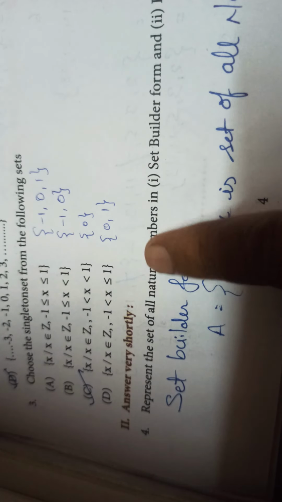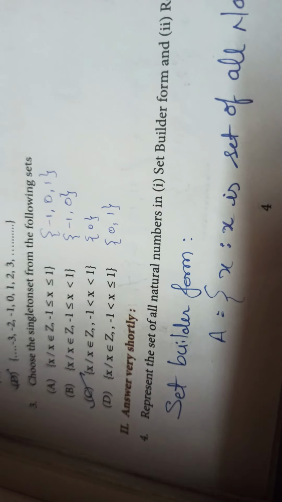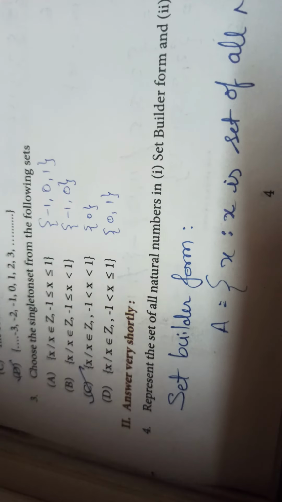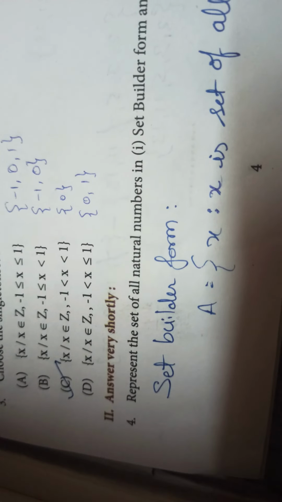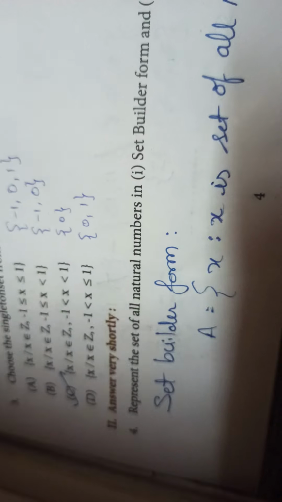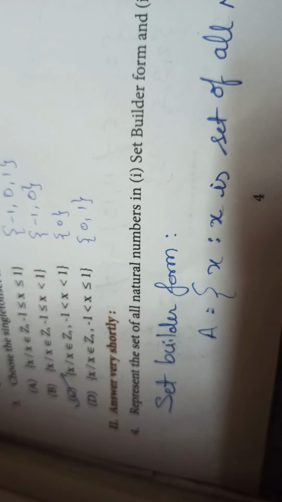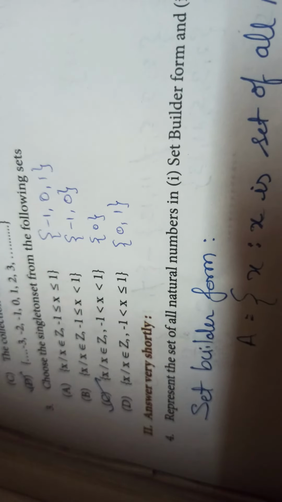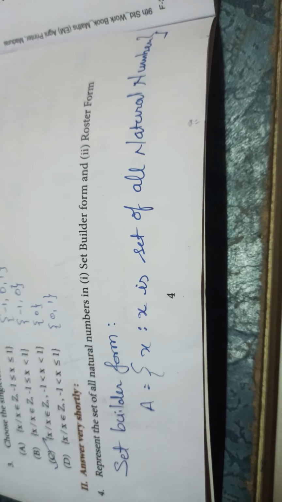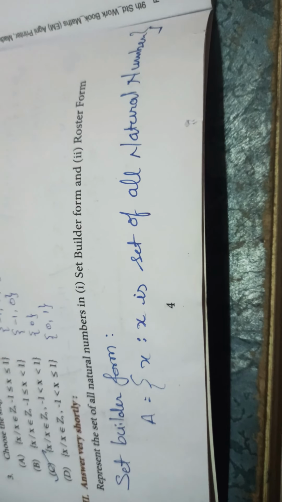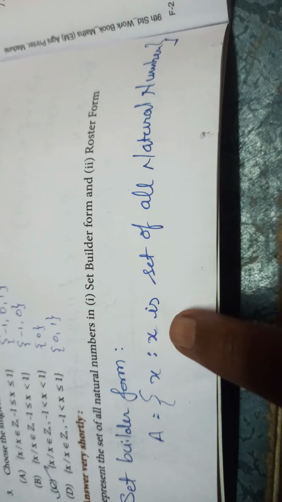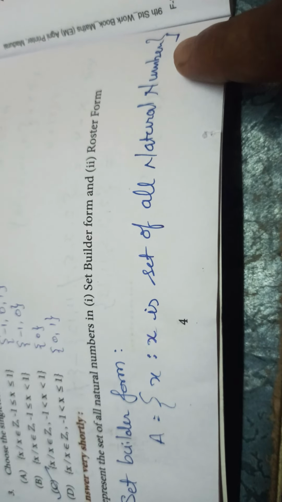Represent the following set of natural numbers in set builder form and roster form. Okay, so in set builder form we define A as the set of all natural numbers, A as x, where x is a natural number. So we write this in a statement. Next we come to the roster form.